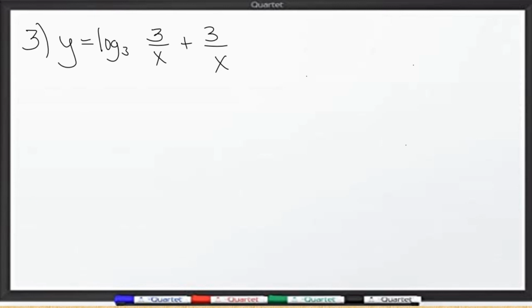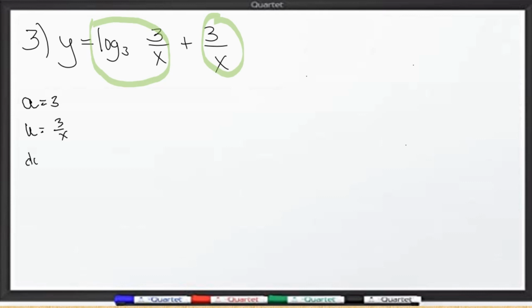Okay, what if we have y is equal to the logarithm of 3 over x to the base 3? We can treat this problem as this one. We deal with this one first, and this is the second part. Let us try to do that. Let us identify what is A. A is equal to 3, and U is equal to 3 over X.